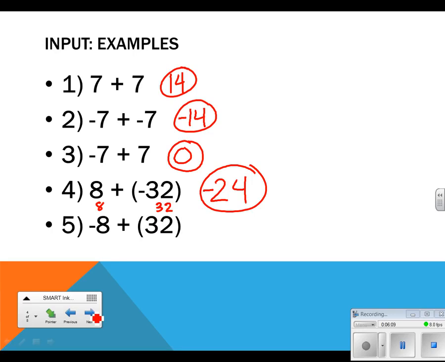Negative 8 plus 32. Very similar problem, but in this one I made the 8 the negative and the 32 the positive. They still have different signs, so you find the difference. Different signs, find the difference. Keep the sign of the greater absolute value. Well, in this one, it's positive because 32 is positive. So our answer is positive. This would be like saying, I was in the hole $8 and I made $32, so I have $24.